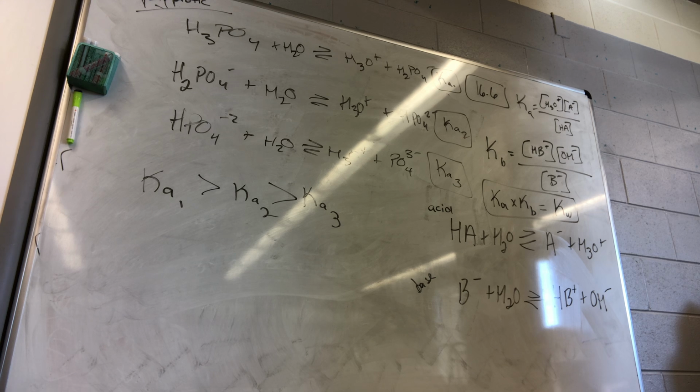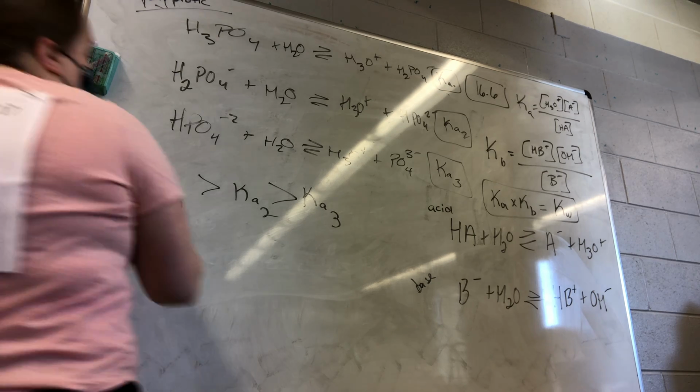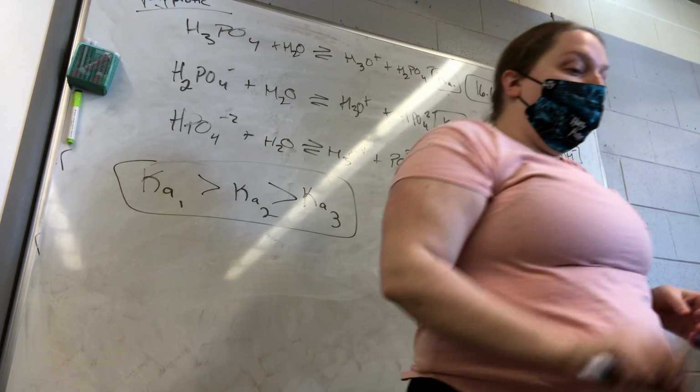So one might be 1 times 10 to the negative 6. The next one might be 1 times 10 to the negative 11, and so on and so forth. Okay, so a very big leap between them. So that's the rule for polyprotic acids. All right.